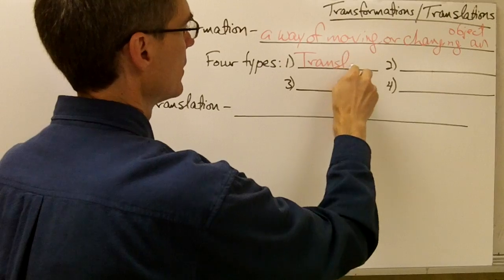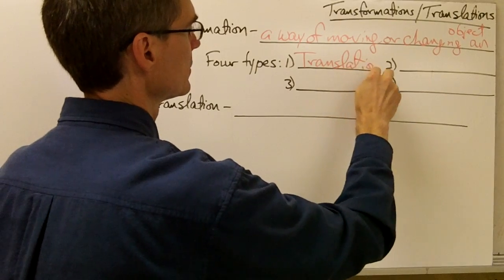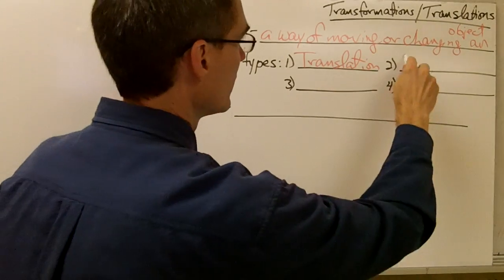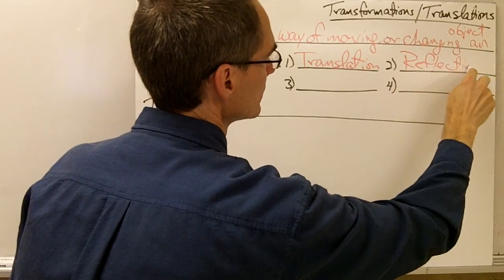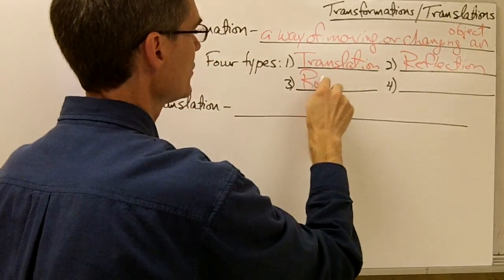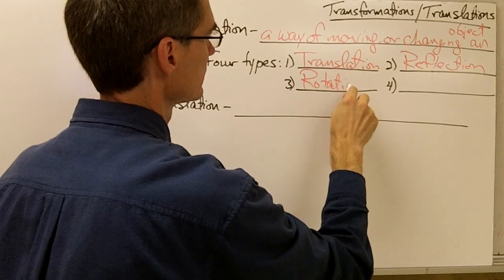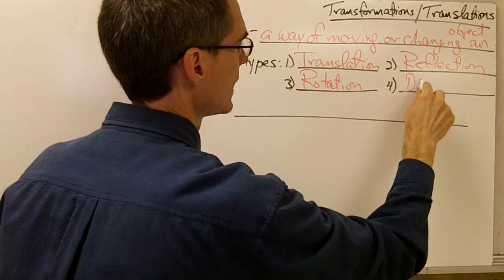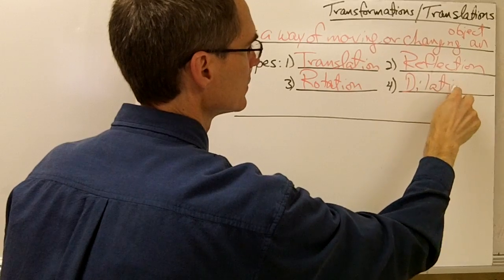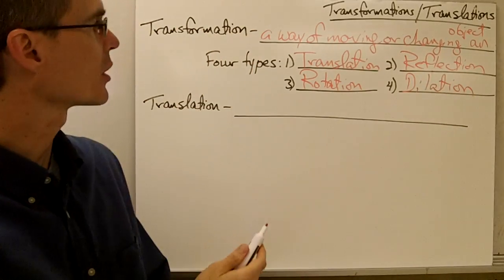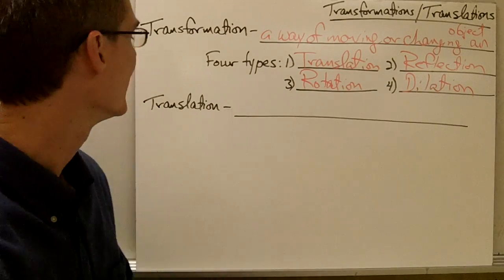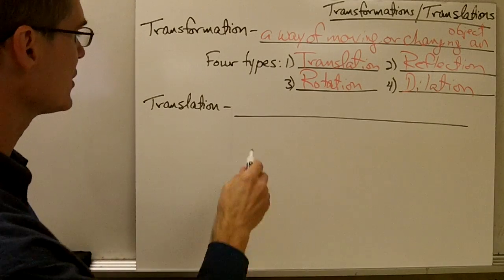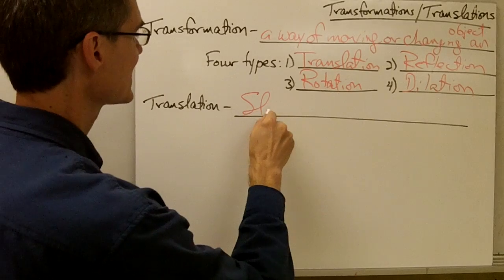There's the translation, the reflection, the rotation, and the dilation. Now in this video we're going to be looking specifically at the first of these types of transformations, called a translation.